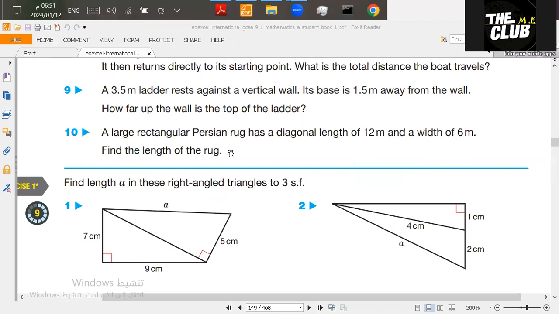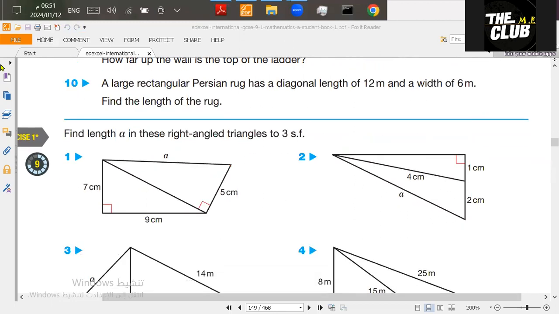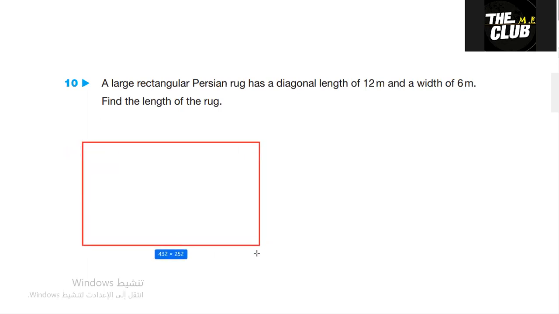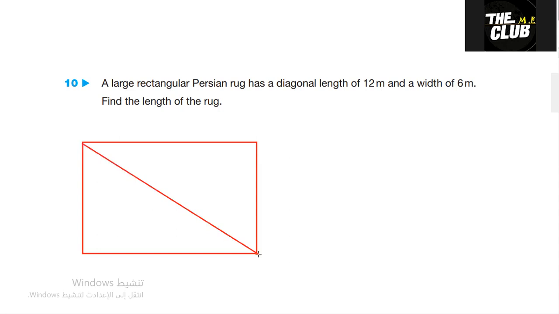Here we have question 10. Let's cover this. Question 10: a large rectangular Persian rug has a diagonal length of 12 meters. So first, to understand the question, it's a rectangle, so it's going to be like this. It has a diagonal length of 12 meters. So we draw the diagonal line and give it 12 meters, like this.